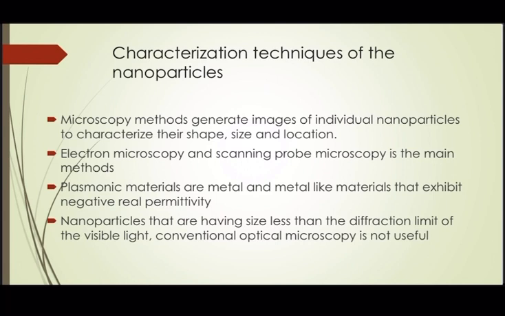Basically, microscopic methods generate images of the individual nanoparticles to categorize their shape, size, and location. And electron microscopy and scanning probe microscopy are mainly the two methods involved in the characterization techniques of nanoparticles. Plasmonic materials are metal and metal-like materials that exhibit negative real permittivity, and the nanoparticles have a size less than the diffraction limit of visible light. Conventional optical microscopy is not useful.